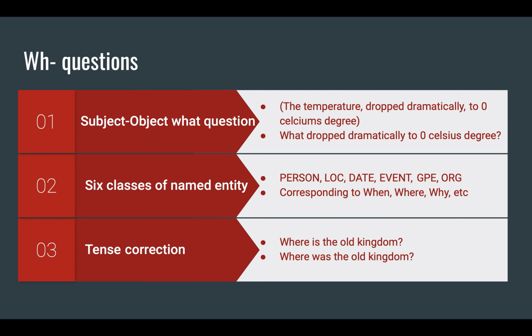Then we do named entity extraction. There are six major classes: person, location, date, event, GPE, and ORG, and they basically correspond to who, where, when, what, geographic location, and so on. Another thing that question generation does is tense correction. We identify whether the sentence is in past tense or present tense, and also whether it might be in third person present tense, and then we change our verb to fit the grammar.